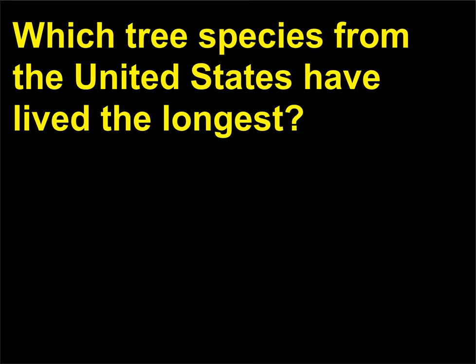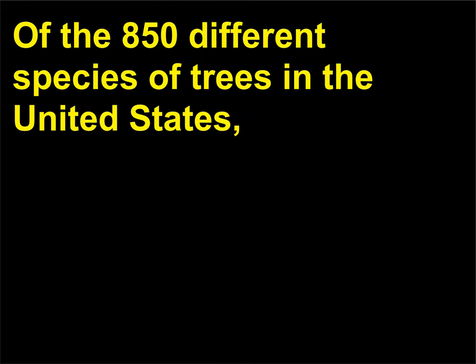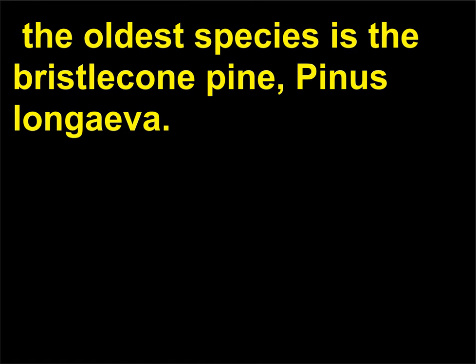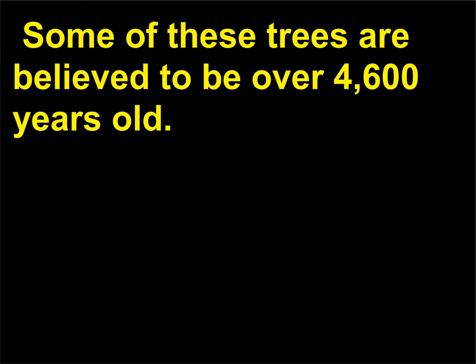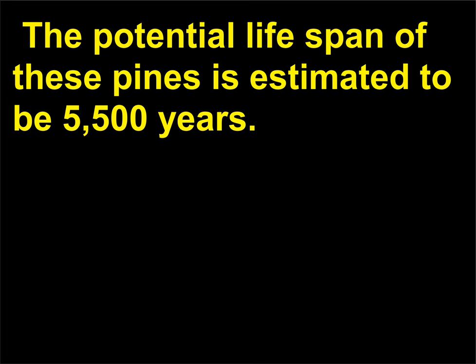Which tree species from the United States have lived the longest? Of the 850 different species of trees in the United States, the oldest species is the bristlecone pine, Pinus longaeva. This species grows in the deserts of Nevada and Southern California, particularly in the White Mountains. Some of these trees are believed to be over 4,600 years old. The potential lifespan of these pines is estimated to be 5,500 years.